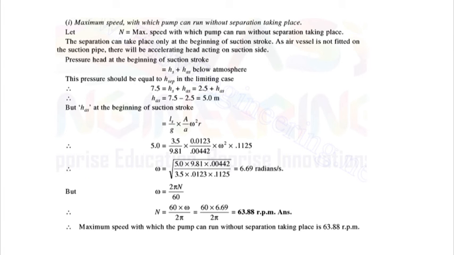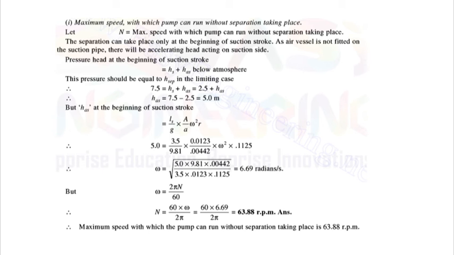First we have to calculate the maximum speed with which the pump can run without separation. Assume n is the maximum speed with which the pump can run without separation. The separation can take place only at the beginning of the suction stroke, as the air vessel is not fitted on the suction pipe, so there will be accelerating head on the suction side.